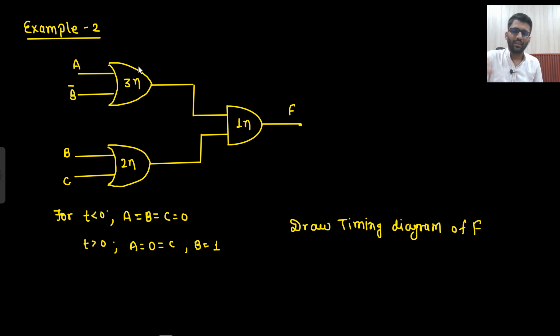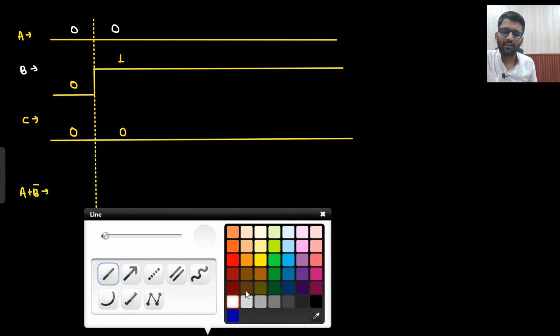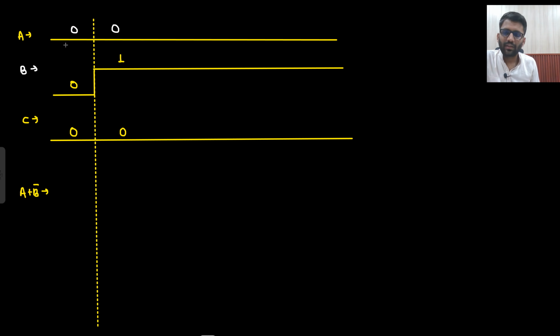Let's see the next question. Now the example has changed. These have become OR gates and this is your AND gate. And these delays are mentioned as 3 nanosecond and 2 nanosecond. 1 nanosecond is there and you need to draw the timing diagram of F. So A plus B bar I need to draw. Initially it would be 0 plus 1, 1 and then it would be 0 plus 0, which is 0. So it will say I will go from 1 to 0 but I need 3 nanosecond of time.